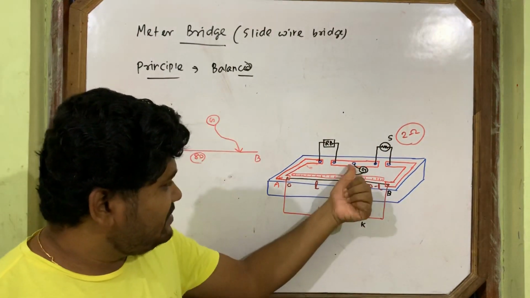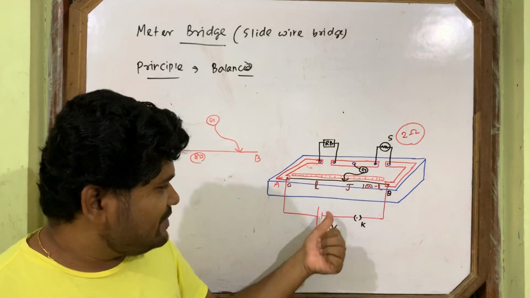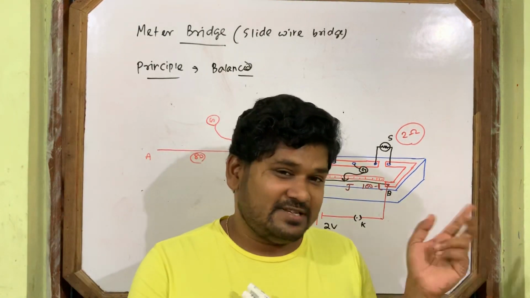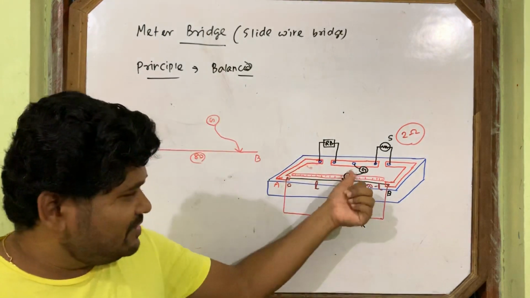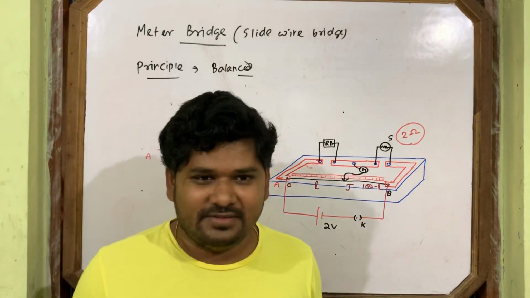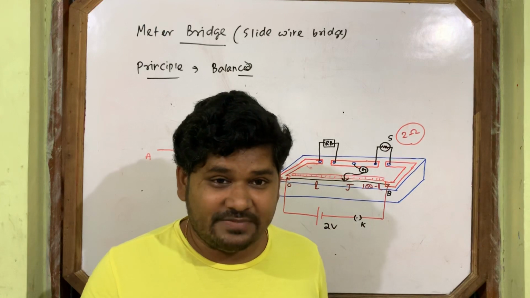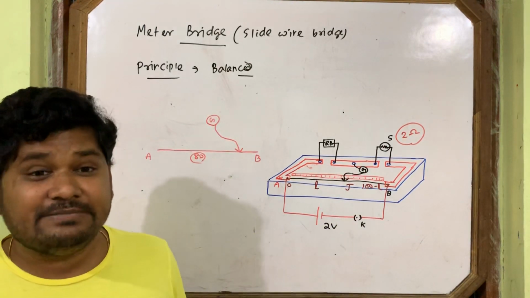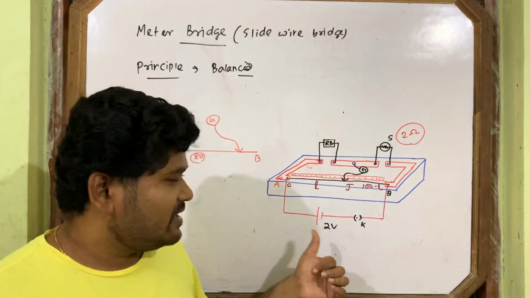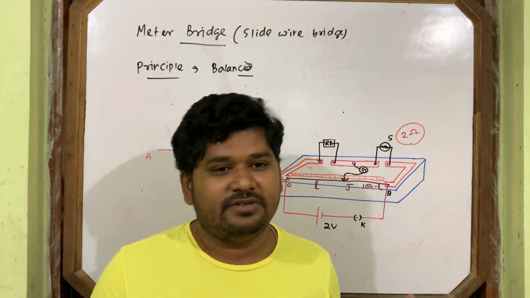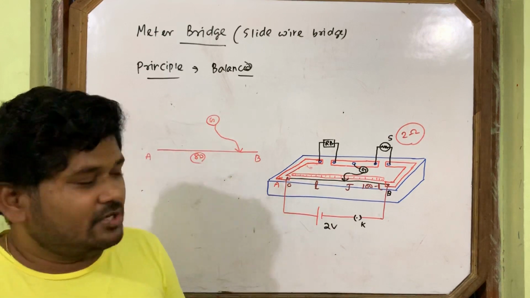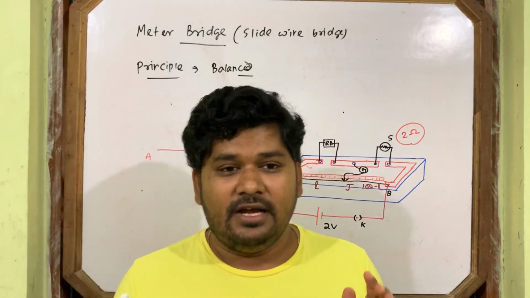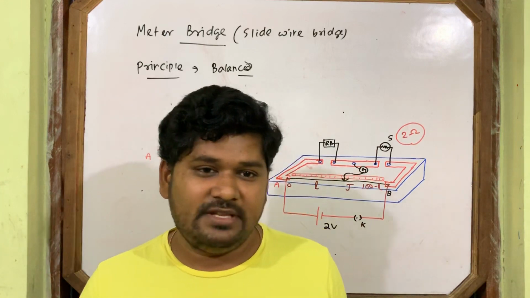If cell and galvanometer are interchanged, what happens to the null point? Similar question, just like the Wheatstone bridge. If cell and galvanometer are interchanged, what happens to the null point? What's the answer? Will it shift or not shift? Obviously it will not shift. The null point will not shift if cell and galvanometer are interchanged. There is no shifting of null point. Okay, so this is about the meter bridge, and you can try the book example 3.9.